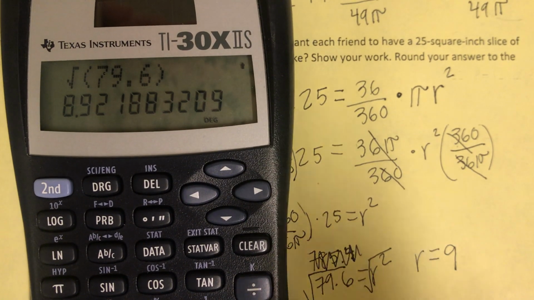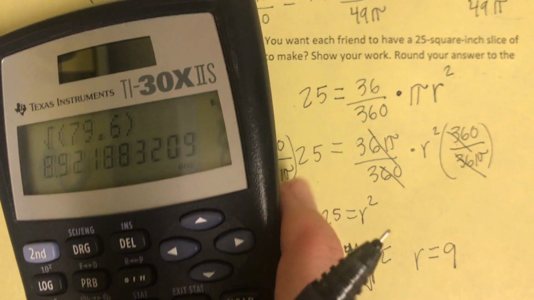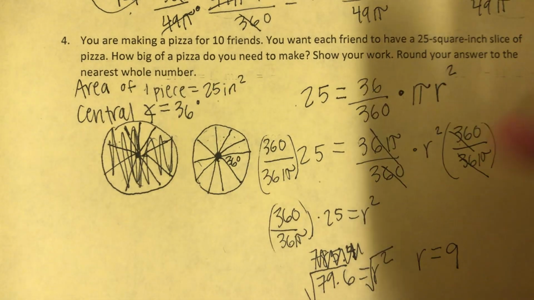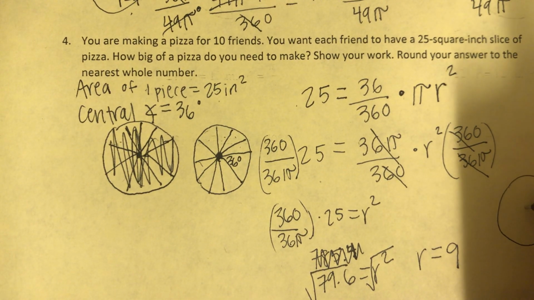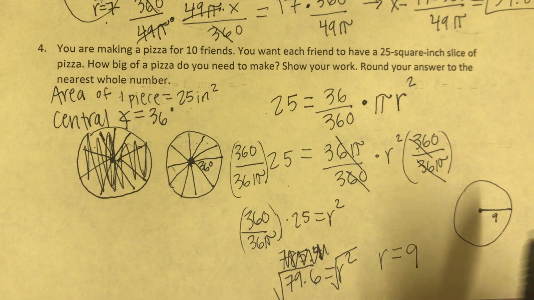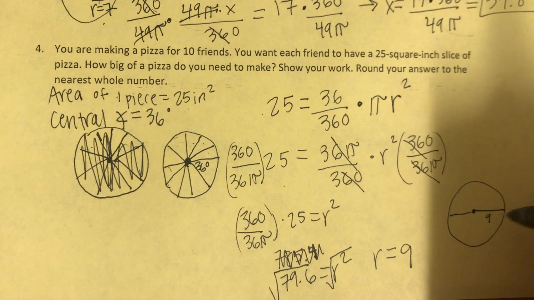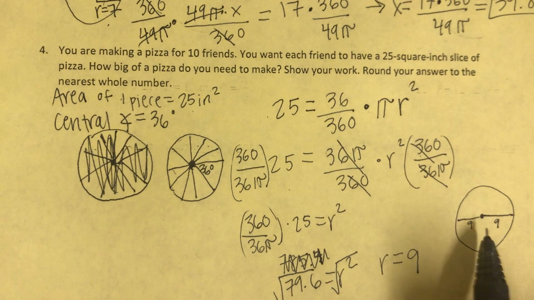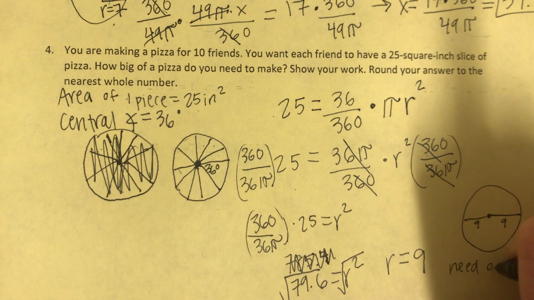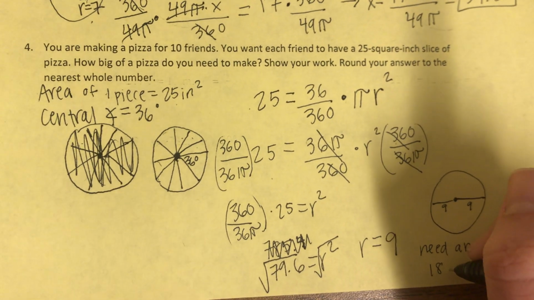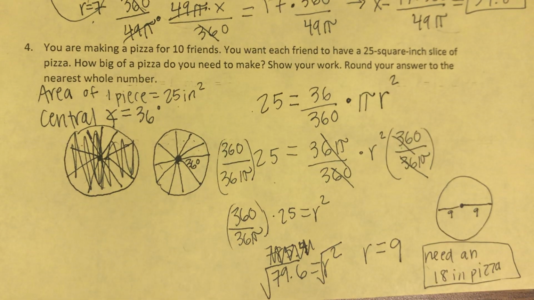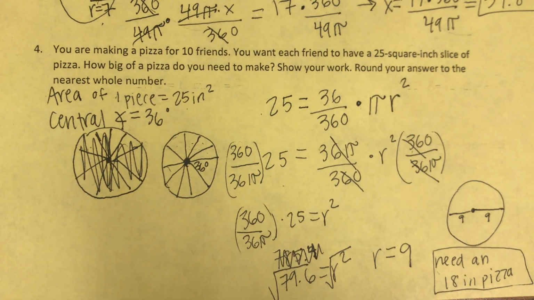Now, this isn't the answer. R equals 9 is not the answer because it wants us to know how big of a pizza we make. Remember, right now, with r equals 9, we're just saying that this right here is 9. But that's only part of our pizza. We need the whole stretch of it. So this side is 9 too, right? Because radius is cut in half. So 9 plus 9 is 18. So you need an 18-inch pizza to make sure that all 10 of your friends get the 25 square inch slice.